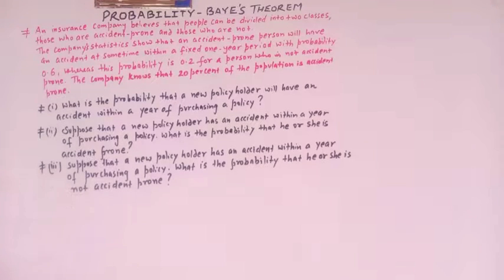Hello viewers, in today's class we are going to discuss an important problem in probability, and this problem has three parts. This problem is based on the law of total probability and Bayes theorem. So let us first read out this question, and then we will discuss its solution. So here we have the problem.